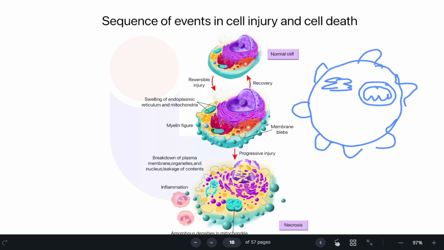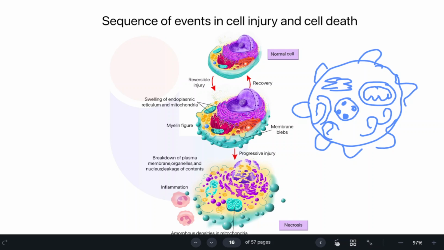We know that with decreased ATP due to failure of aerobic oxidative phosphorylation, anaerobic glycolysis will take place, so glycogen will be converted to pyruvate and pyruvate to lactate. Because of lactate there will be decreased pH. This can lead to clumping of chromatin due to decreased pH. And there can be myelin figures. These myelin figures are derived from the membranes of the damaged organelles.